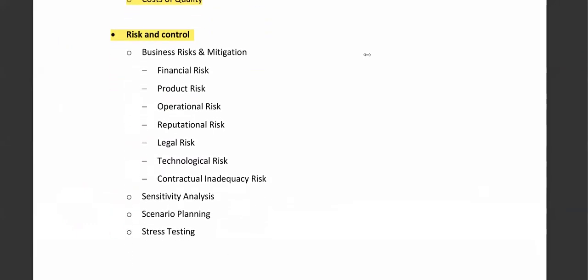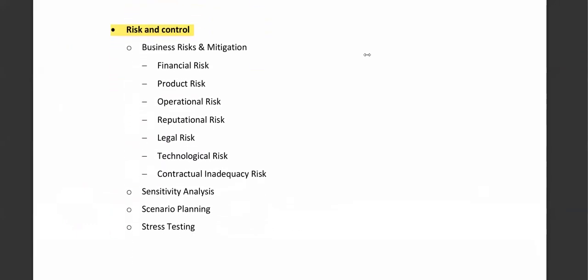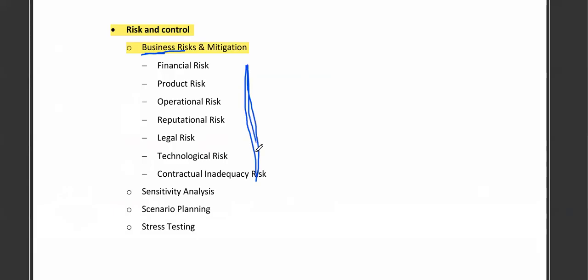We come to risk and control, a topic which is tested in a very practical aspect. You could start by looking at business risks and mitigation. So there are different types of risks. Sometimes the task would simply state business risks, in which case you need to identify which of these risks are relevant from the reference material.